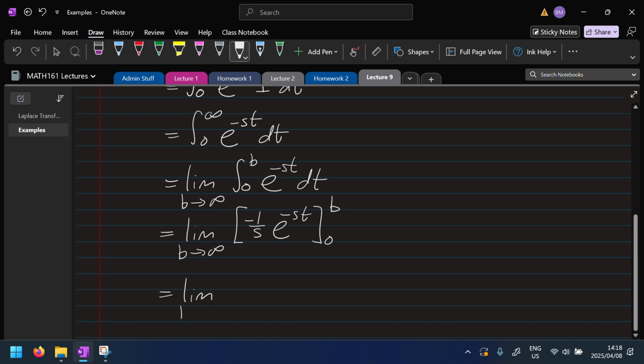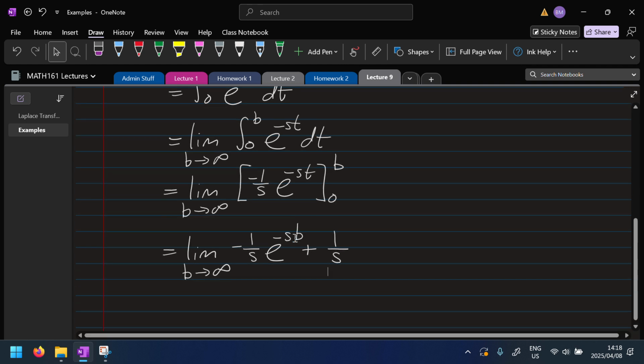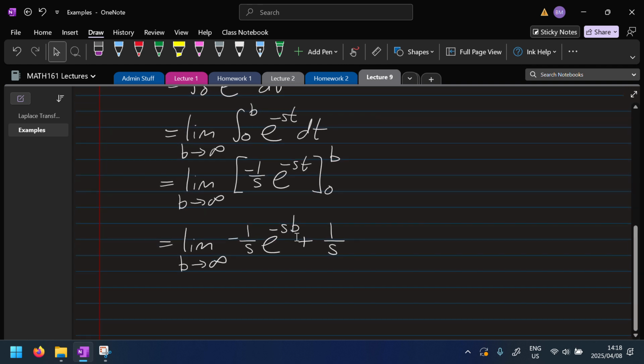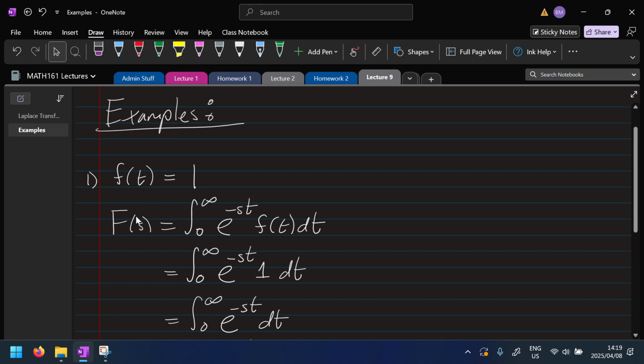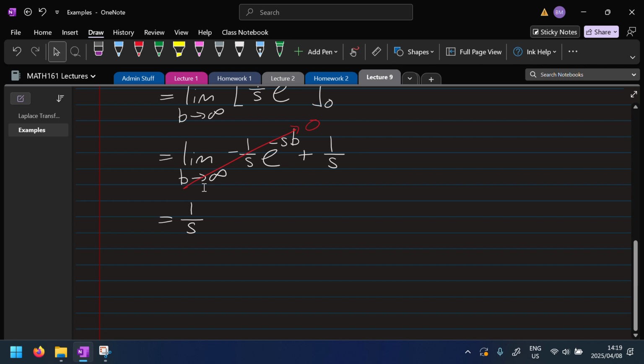It will be the limit as b goes to infinity. If we substitute b, we get minus 1 over s, e to the minus sb, minus and a minus, so that's a plus 1 over s. If we put in 0, e to the 0 will just be 1. Now, when b goes to infinity, this whole first term goes to 0, so we're left with 1 over s. So the Laplace transform of 1 becomes 1 over s.